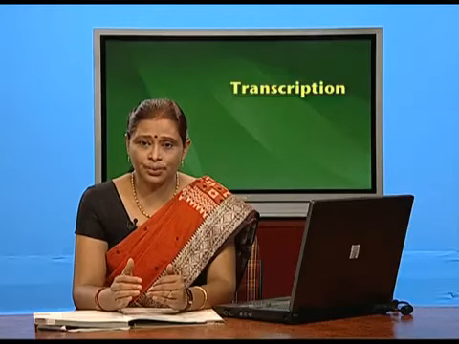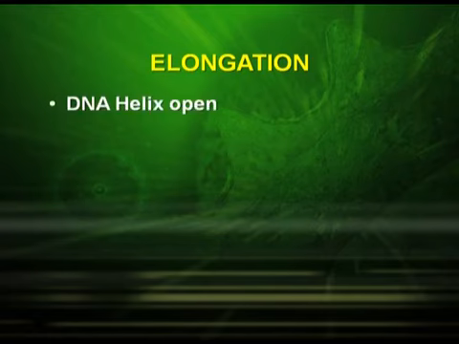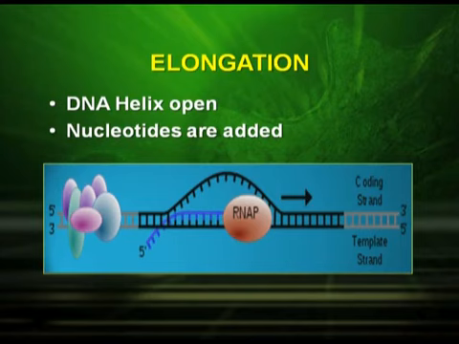After the initiation process, the elongation process starts. The DNA helix opens, and the nucleotides are added. The RNA polymerase, which binds to the promoter region, moves on and forms ribonucleotides.